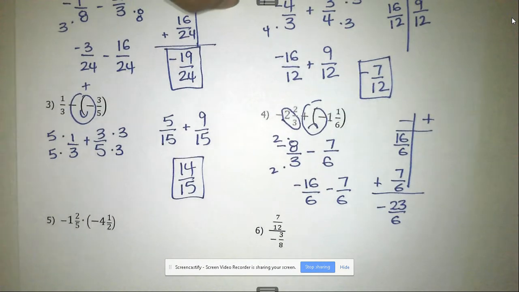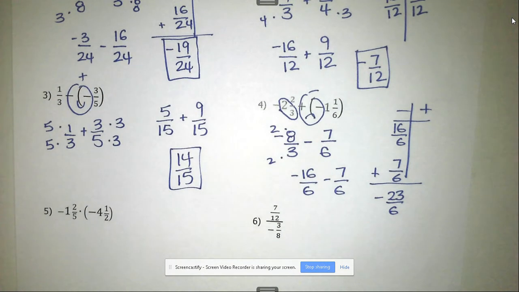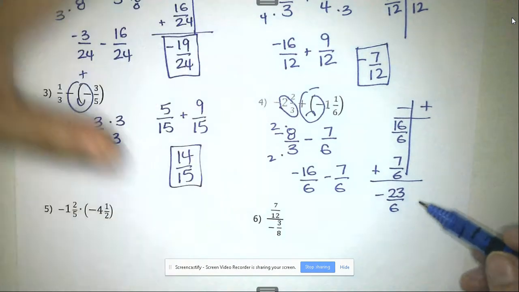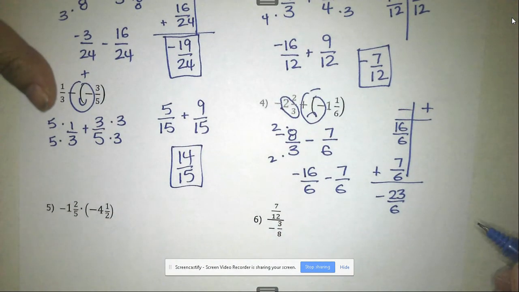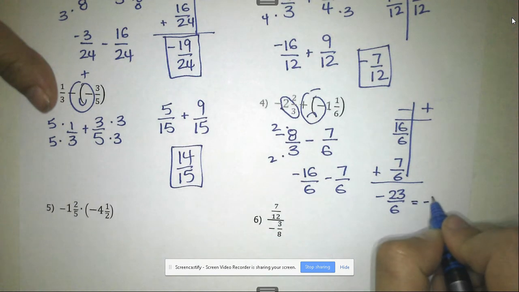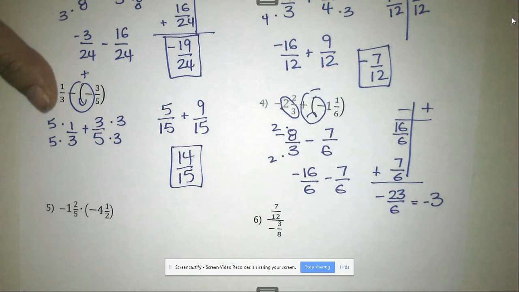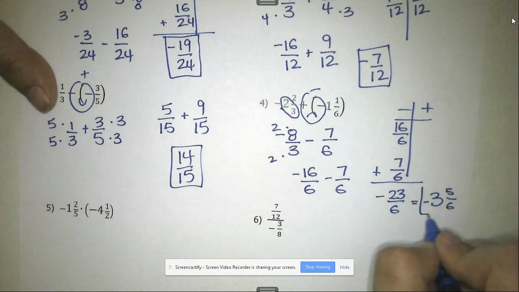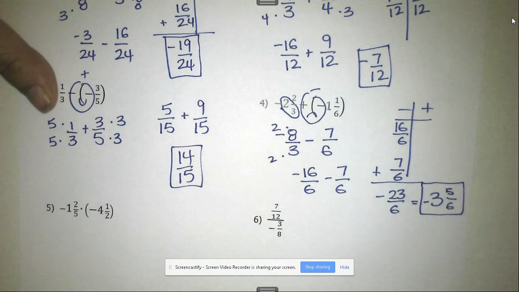Now I'm not going to leave my answer as an improper fraction. I'm going to ask myself, how many times does 6 go into 23? It goes in 3 times, because 6 times 3 is 18. How much would be left over? 5 out of 6. So my answer is going to be negative 3 and 5/6.